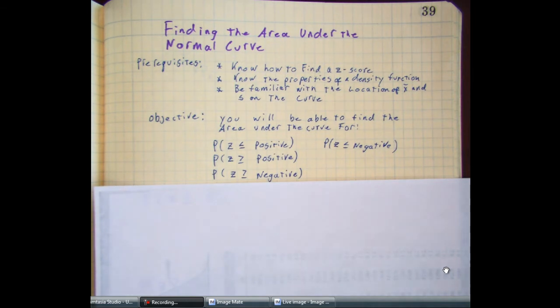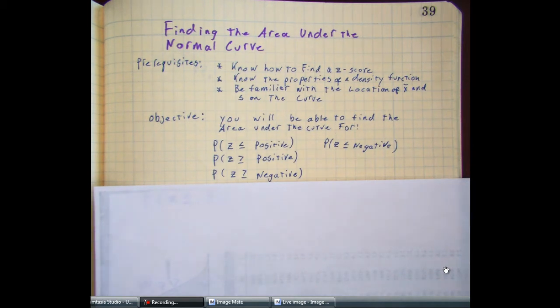The things that you need to know before you go into this lesson are: you need to know how to find a z-score, you need to know the properties of a density function, and you need to be familiar with the location of the mean and the standard deviation on the curve.